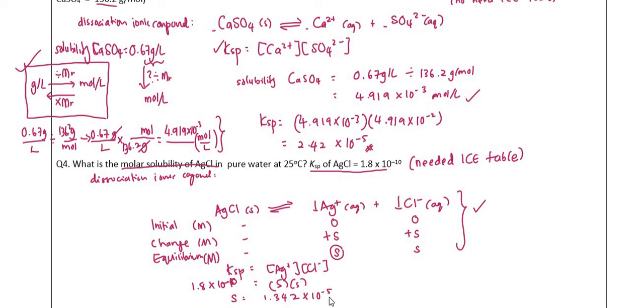Okay. This is not your answer. Please answer the final with a complete sentence. Thus, molar solubility of AgCl equals 1.34 exponent negative 5. Unit compulsory, molar. This is your answer. You do not give in s only, because I don't know what is meant by s. Okay.